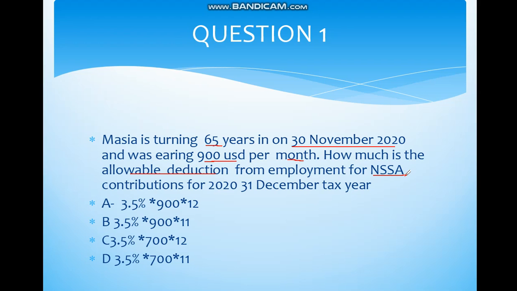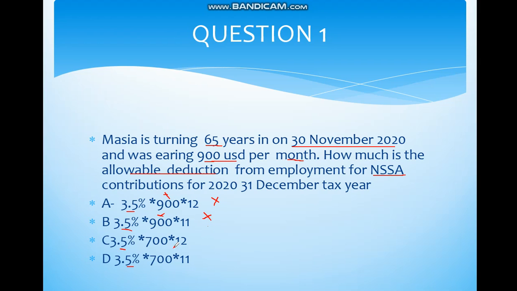This is a question that can also challenge your mind, but it's very simple. Someone might say 3%, and this one is very correct. We take what is correct there. Then we are saying 900 is not correct. We cannot take 900. Why? The maximum pensionable amount is $700. So we are ruling out A and B. They are not correct in this case.